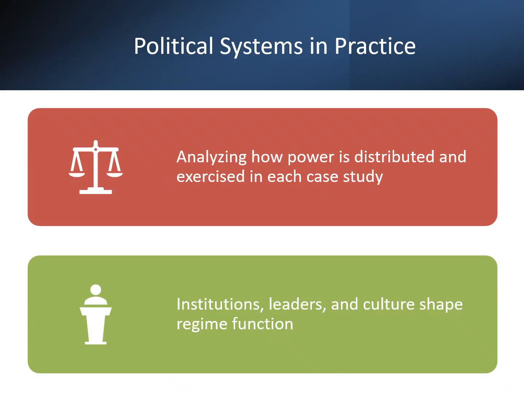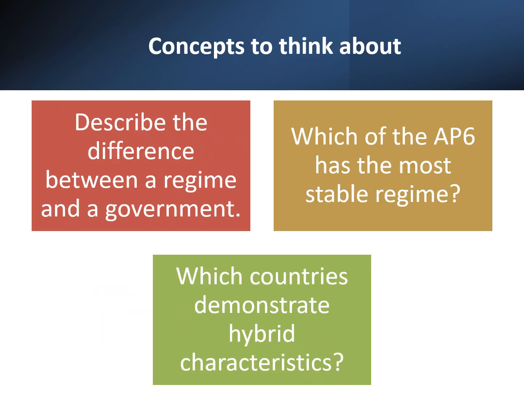Political system in practice, well, you want to analyze how power is distributed and exercised in each case study. Institutions, leaders, and culture shape regime function. You want to think about some concepts. You should be able to describe the difference between a regime and a government. And do you know which of the AP6 has the most stable regime? And finally, which countries demonstrate hybrid characteristics?